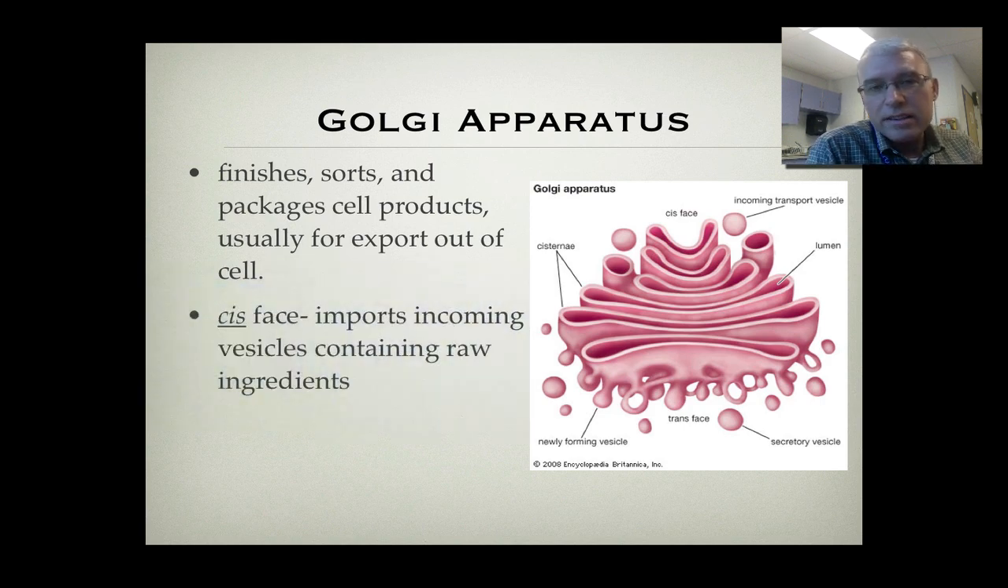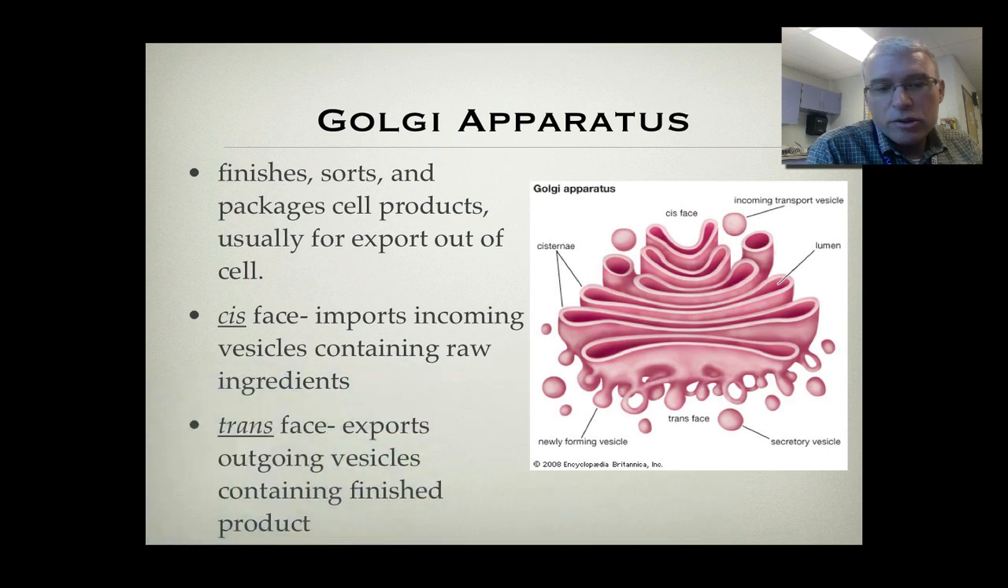The cis face of the Golgi apparatus is where material containing raw materials enters the Golgi apparatus, kind of like bubbles coming into a lava lamp. The trans face is where materials are exported out of the Golgi apparatus, and they contain finished materials that are going to be fusing with the cell membrane usually and leaving the cell. The cis face is illustrated here, and here is the trans face. Okay.